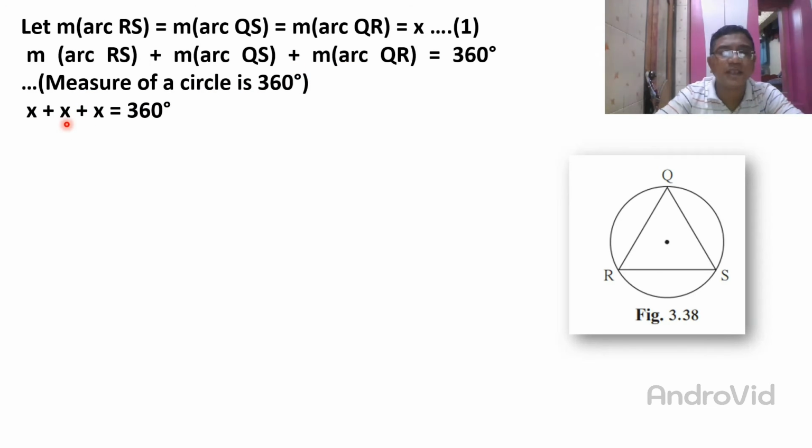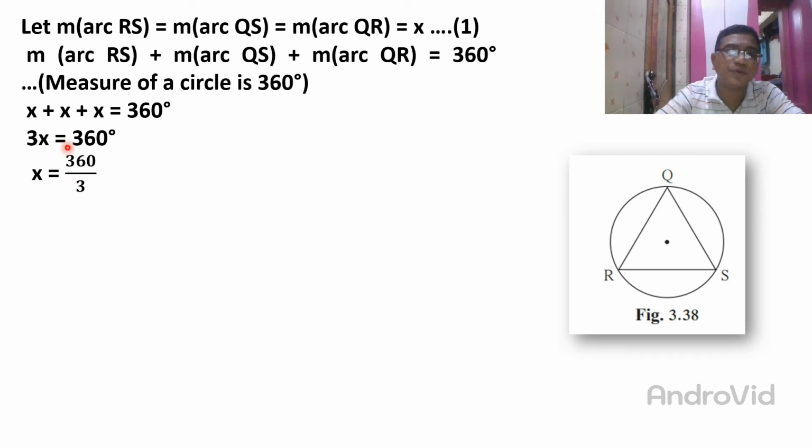So X plus X plus X, how many is it? X plus X plus X is 3X. So 3X is equal to 360 degrees. 3 is multiplying, so it goes across and divides. So X is equal to 360 divided by 3: 3 ones are 3, 3 twos are 6, 3 zeros are 0. So X is equal to 120 degrees.